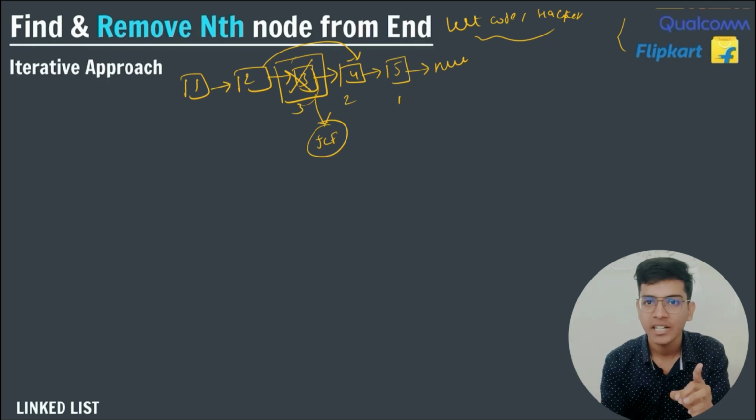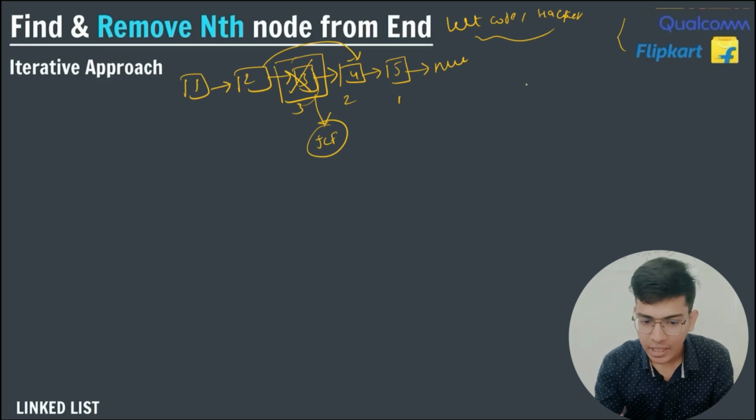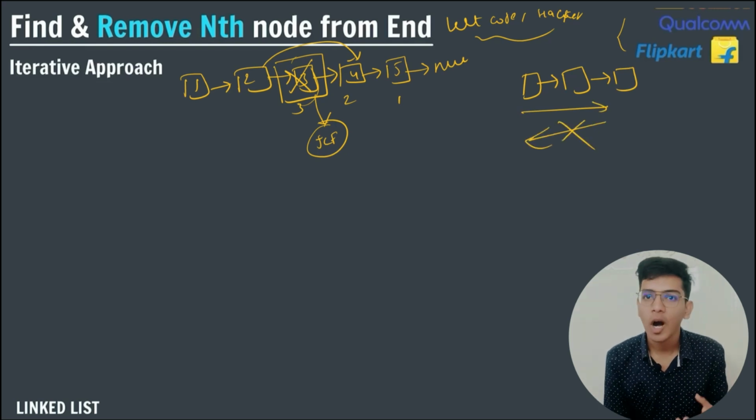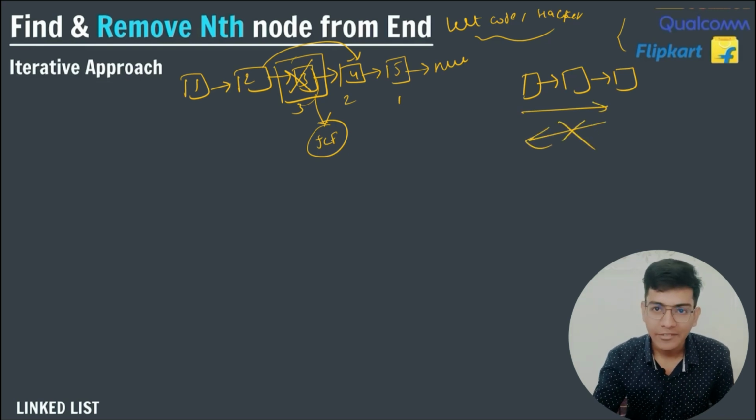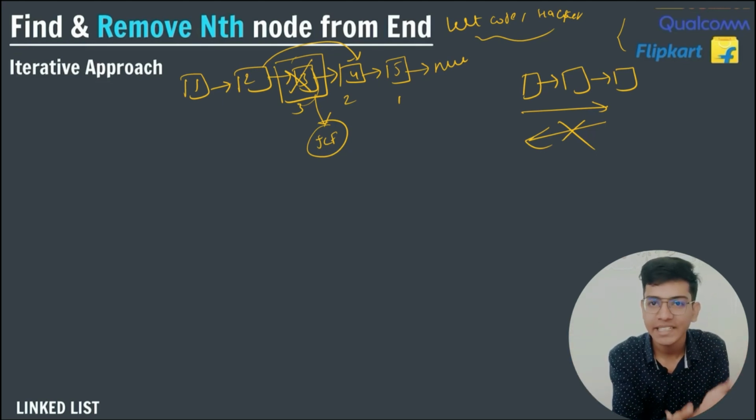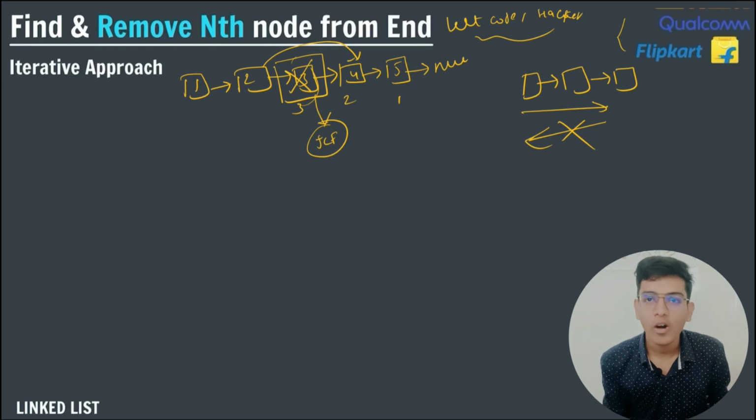But the catch here is how I'm going to calculate it. You know that in a linked list we can traverse in the forward direction. I can traverse like this, but I can't traverse in this direction. So how am I going to calculate from the last? We can't go in the previous direction in a singly linked list, right? So how am I going to do that?